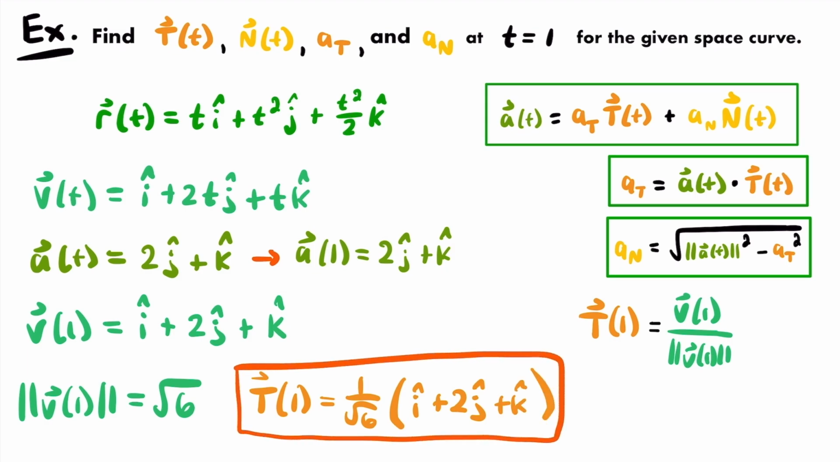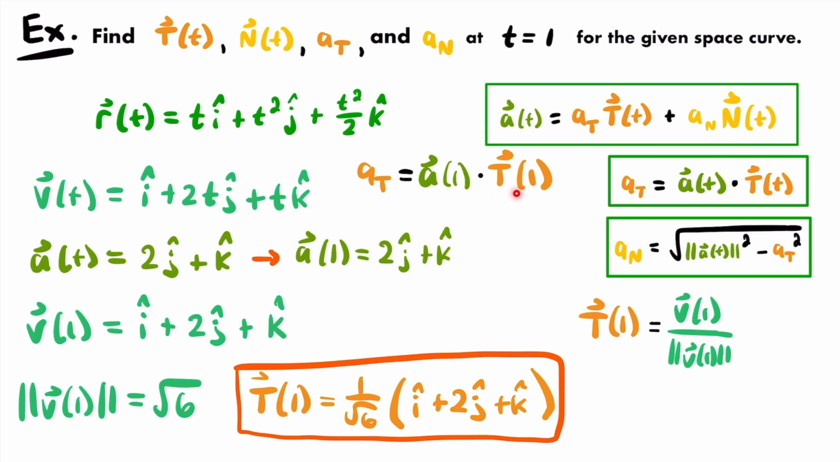Now let's move on to the next thing we want to find. We're going to save the unit normal vector for last again. Let's move on to the tangential component of acceleration. That will be the dot product between a of t and T of t, which at t equals 1 means we're going to take the dot product of the acceleration at time 1 and the unit tangent at time 1, which is these two vectors right here. So let's do that. A sub t will be equal to a of 1 dot T of 1.